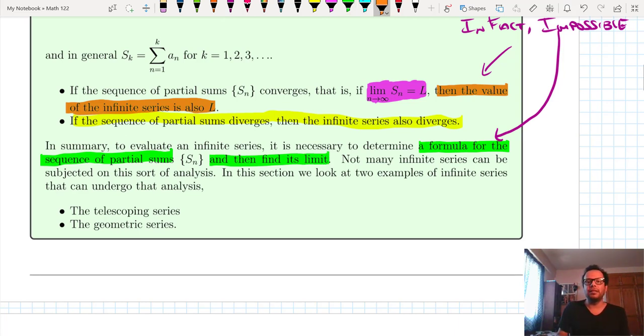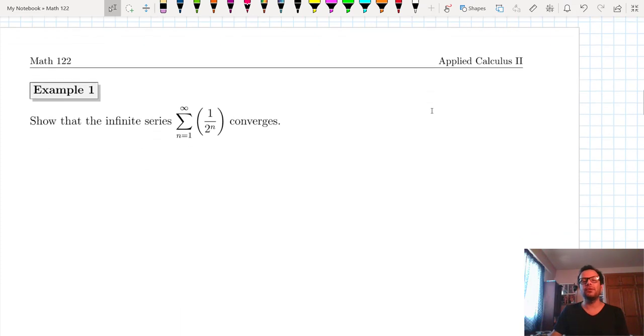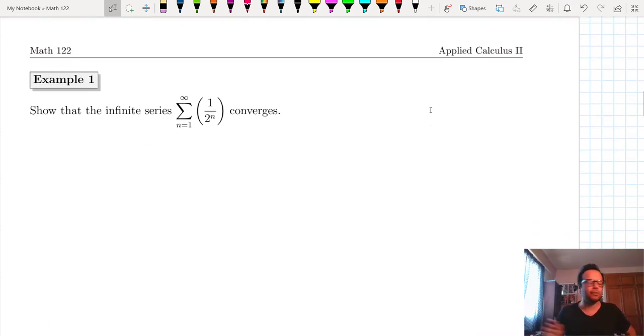Like I mentioned, not every single series can be subject to this type of analysis. In this case we are going to look at the two special cases where we can find these infinite sums: the telescoping series and the geometric series. But let's look at one in general before looking at them. Let's show that this infinite series converges.